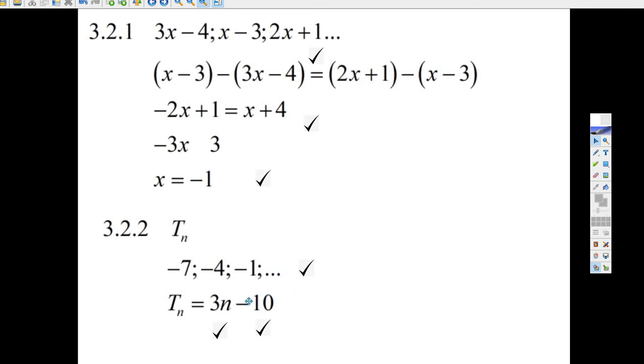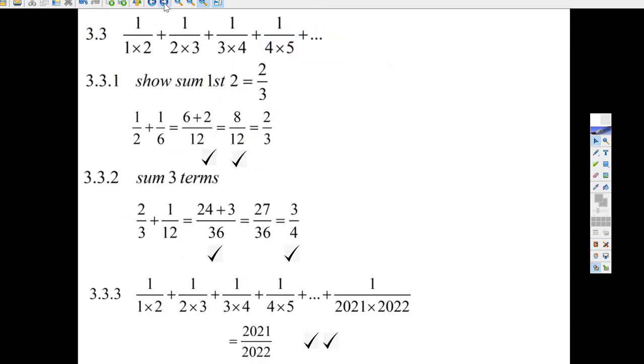There's the sequence. It's 3n is the first part of the formula because it's going up by 3. If there was a term to the left of minus 7, it would be minus 10. So there's your nth term. Tn equals 3n minus 10. It's that easy. Let's take a look at 3.3, question 3.3.